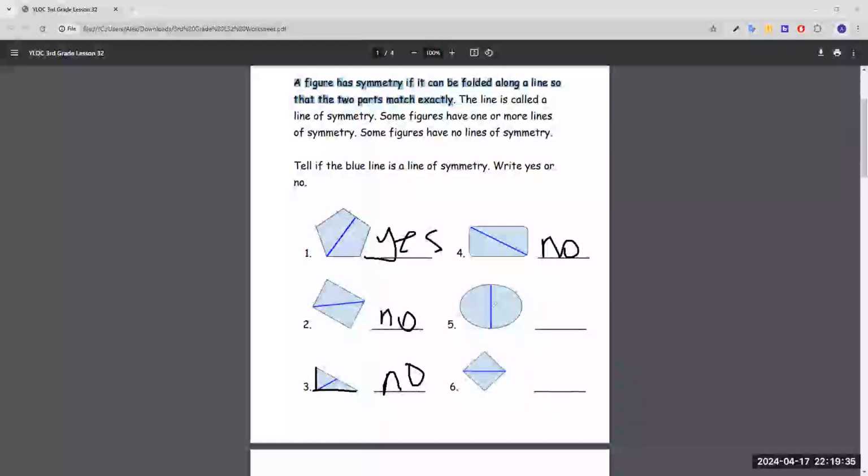Number five is an oval and splitting it up and down. So this side and this side, they look pretty similar to me. And when you fold it along the line, they would match exactly. So that's yes. Number six, it's a square going diagonally. So squares do have lines of symmetries compared to rectangles. And we can see that because if you fold it along, it would match. So number six is yes.